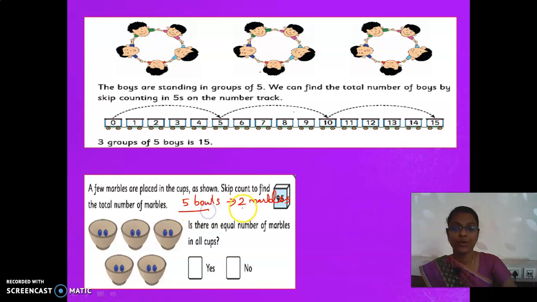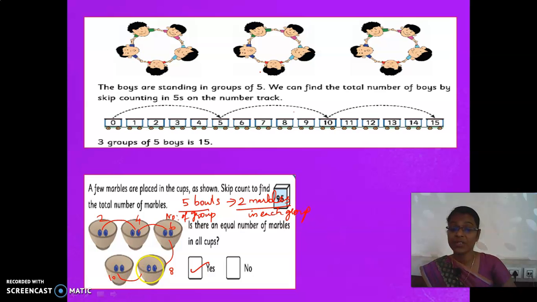Now, tell me which is the number of groups and which is each group. So this is the number of groups, and in each group, is there an equal number of marbles in all cups? Yes, we have 2 in each. So what is the answer? We can count by 2s. So here 2, 4, 6, 8 and 10.